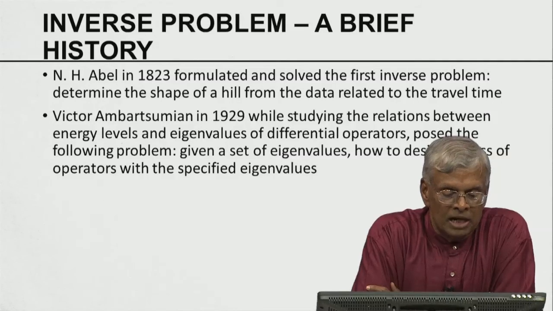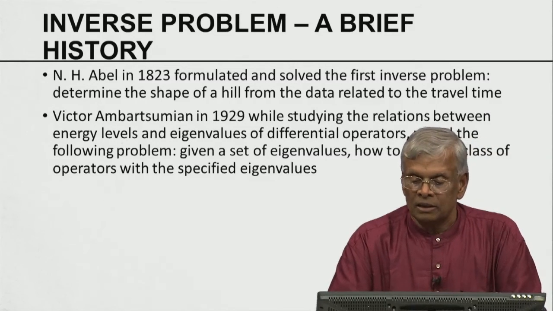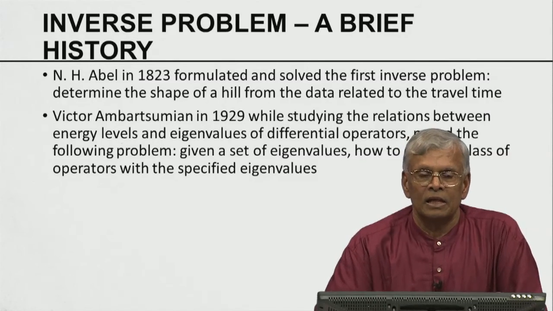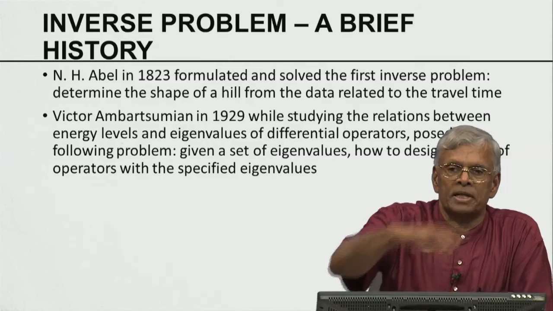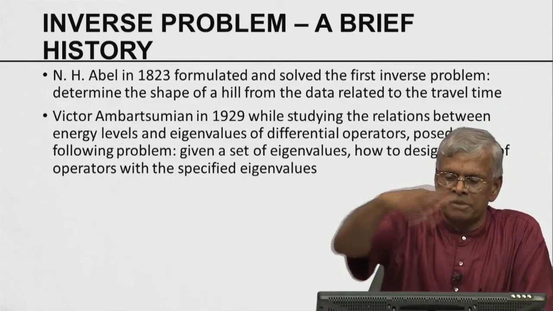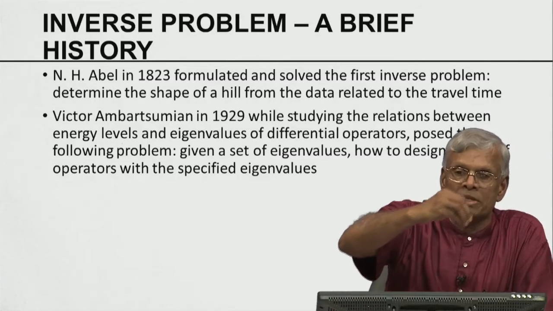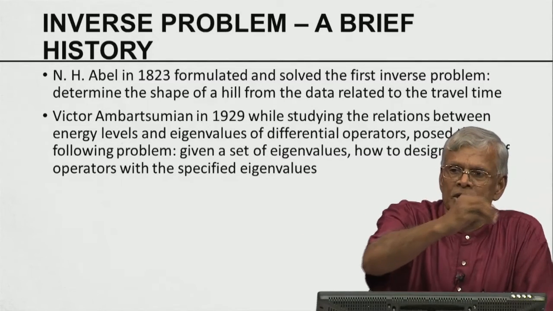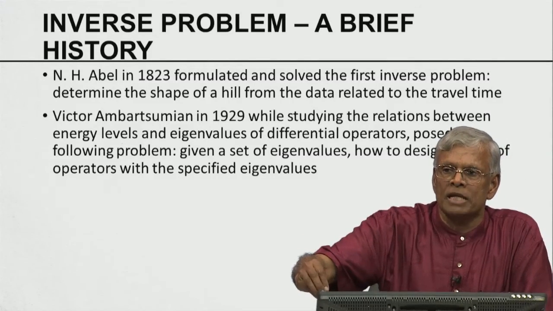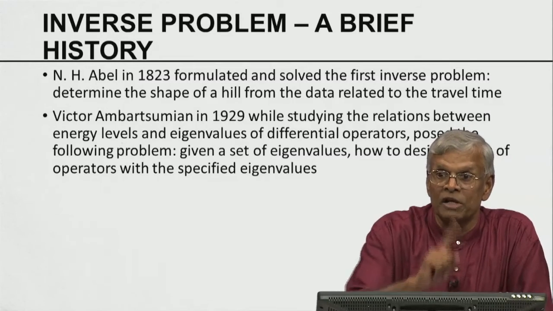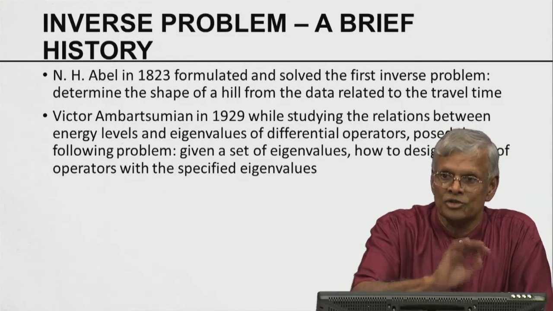And what is the inverse problem? Determine the shape of a hill from the data related to the travel time. So what is the idea here? Pretend that there is a hill, pretend that I have a ball, pretend that the ball is sliding down the hill, I have been able to make observations about the ball sliding, the positions at various times. Looking at the positions of the object at various times, my job is to be able to reconstruct the shape of the hill on which the ball has been rolling down. That's an inverse problem. That's the very first problem known ever to mankind, stated and solved.